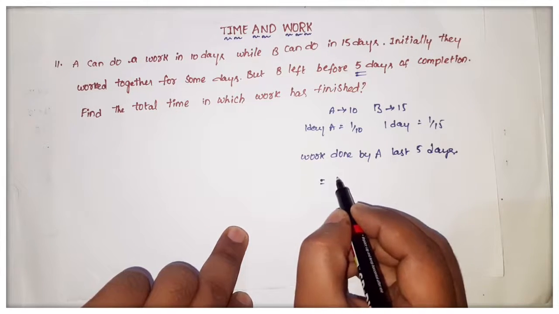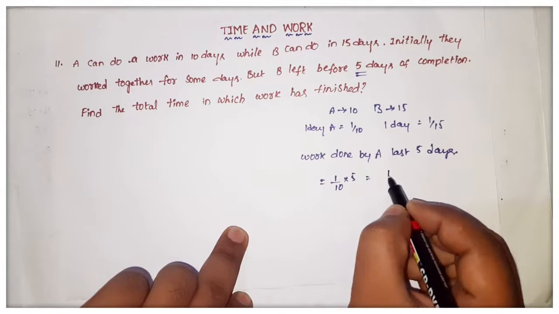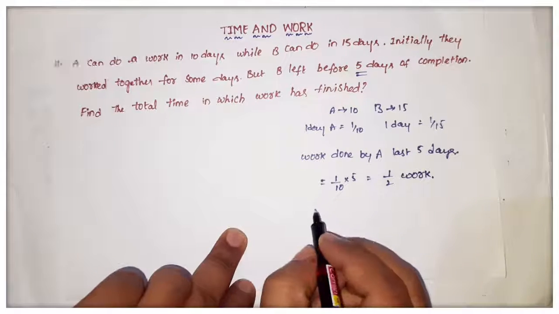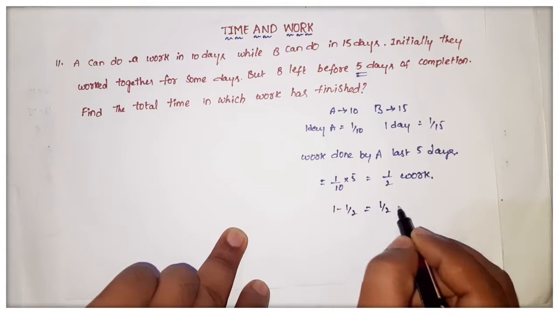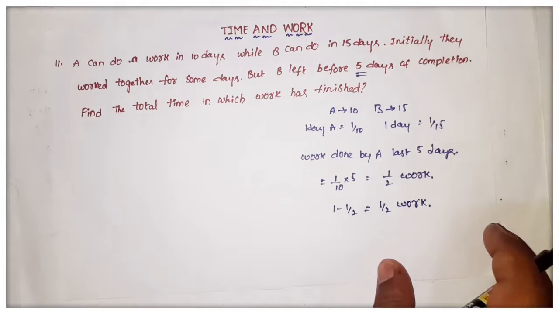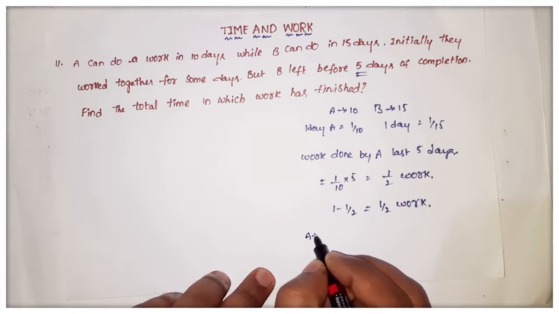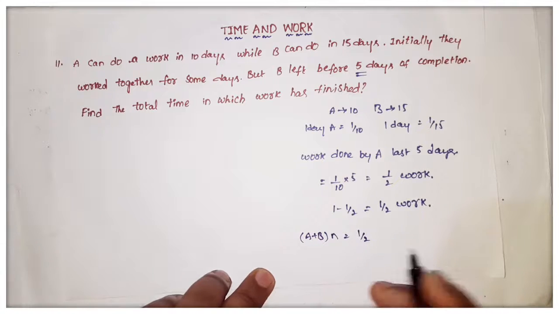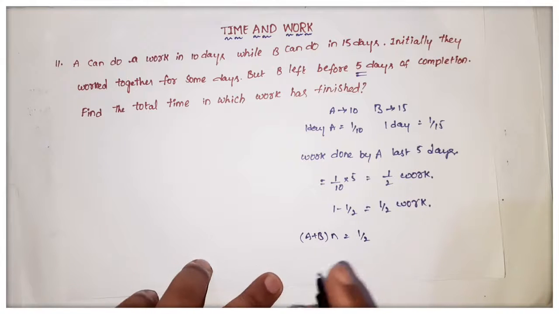What is the work done by A? 1 by 10 into the last 5 days, that is 1 by 2 of the work. A alone finished half of the work. What is the remaining work? 1 minus half, that is half of the work. Half of the work was finished by A plus B together. So if we consider A plus B worked for n days to finish half of the work, then what will be the n value?